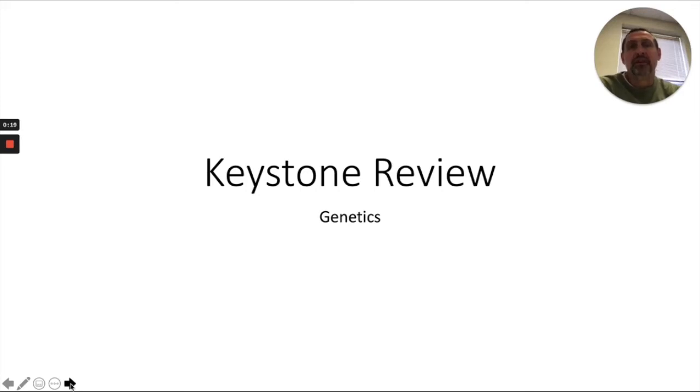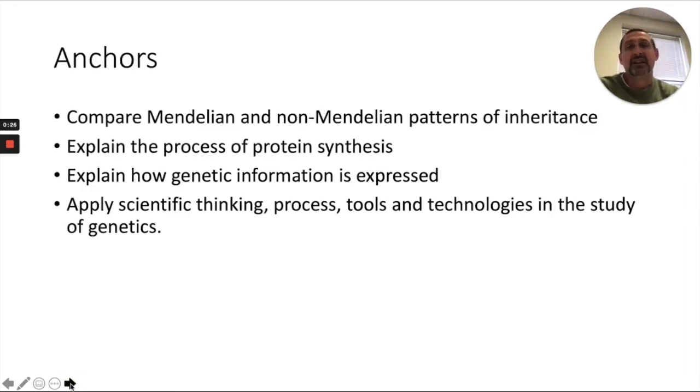This video is a review for the biology Keystone in Pennsylvania. And this is Anchor 6, genetics. Anchor 6 has a lot to do with comparing Mendelian and non-Mendelian genetics. It also has a lot to do with the central dogma of biology.